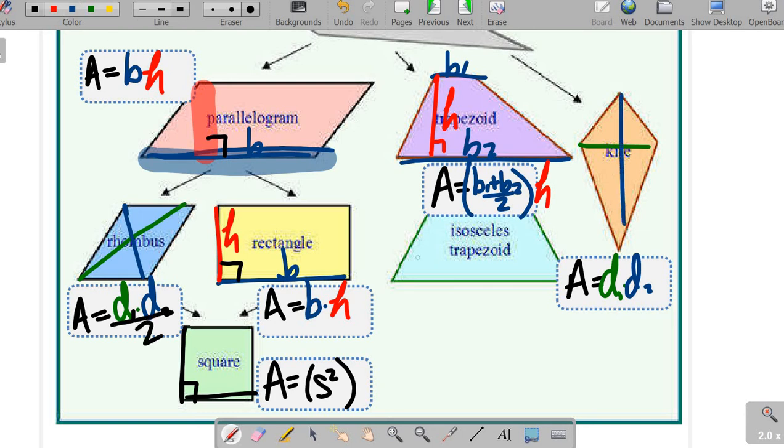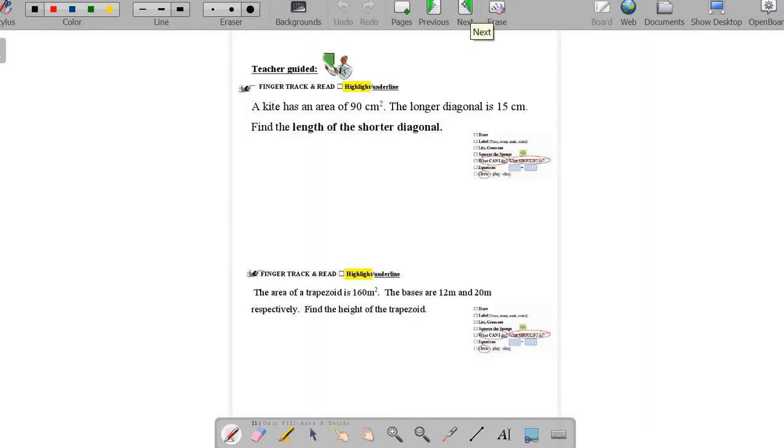Over 2. Diagonal times diagonal over 2. There is all your quadrilaterals. Right there, folks. This needs to be memorized, friends. Let's do a couple problems here.